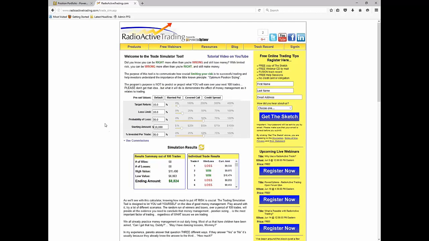What the Trade Simulator tool allows us to do is just simply put in what is our expected target for a return on a given strategy. What is our loss limit? Where are we going to put our losses on the position? What is our probability that we expect for winners versus losers? And of course, what kind of starting amount are we going to use as well?